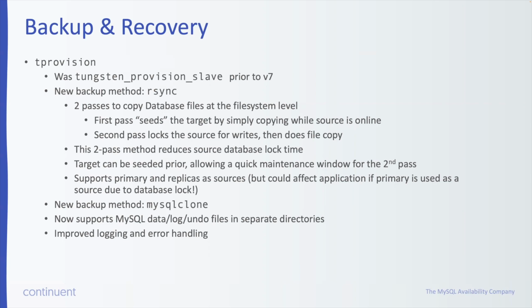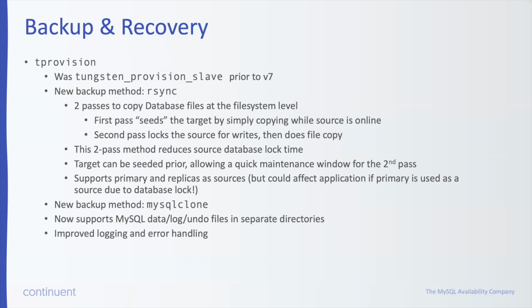This was called Tungsten Provision Slave prior to version 7, and it's undergone a lot of changes. It's a lot more efficient. And again, since it takes a backup of the source database, there were typically two methods to do that, either MySQL dump or xtrabackup. Well, we've added more methods now. So the first one is rsync, and just like it sounds, what that does is it goes to the source database and rsyncs the database back to the target.